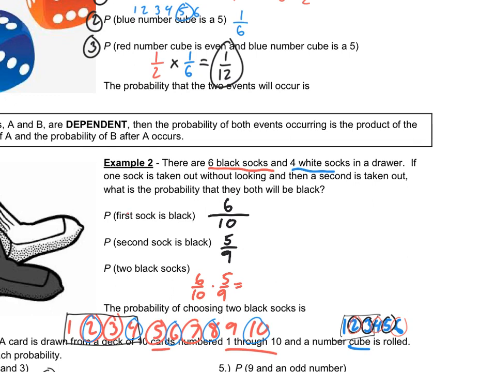Then I just multiply straight across. 6 times 5 is going to be 30. 10 times 9 is going to be 90. And 30 goes into both of those really easily. 30 goes into 30 once, and 30 goes into 90 3 times. So our probability of getting one black sock and then another black sock is 1 out of 3.